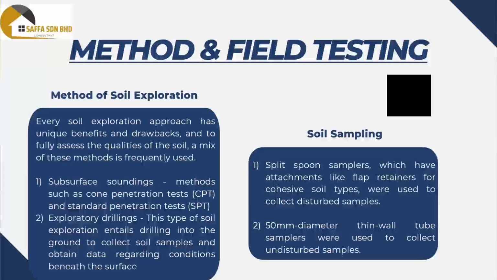Method of soil exploration. Every soil exploration approach has unique benefits and drawbacks, and to fully assess the qualities of the soil, a mix of these methods is frequently used. First, subsurface soundings, methods such as cone penetration test (CPT) and standard penetration test (SPT). Second is exploratory drilling. This type of soil exploration entails drilling into the ground to collect soil samples and obtain data regarding conditions beneath the surface.